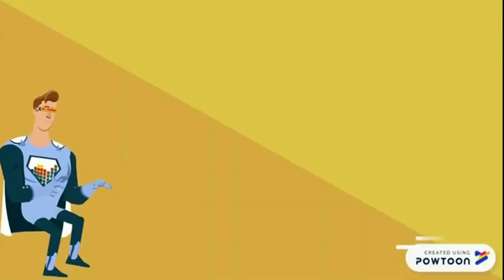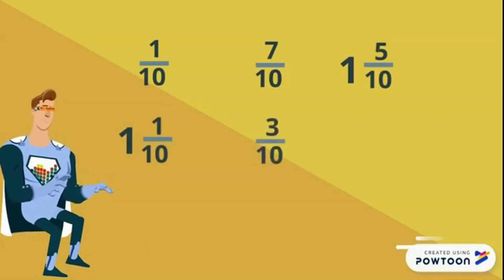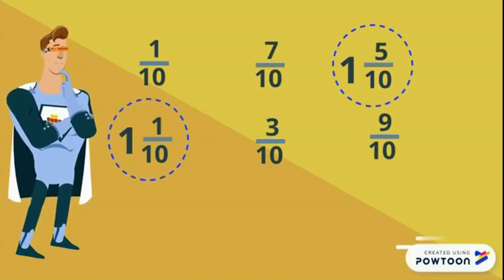Let's pop up some fractions here in no particular order. Some random fractions. 1/10, 7/10, 1 and 5/10, 1 and 1/10, 3/10, and 9/10. Those are the fractions we are going to put in order. Two of these fractions look a little different than the other ones. That's because they have a whole number in front. We have 1 and 5/10 and 1 and 1/10. Let's forget about those for now.